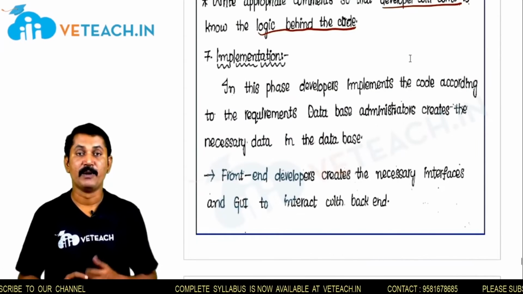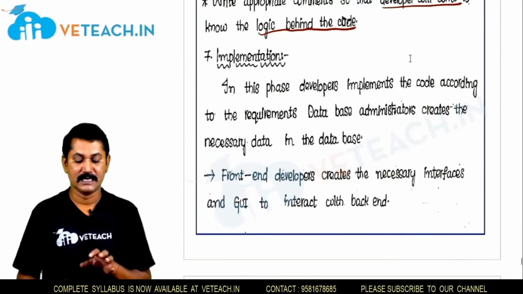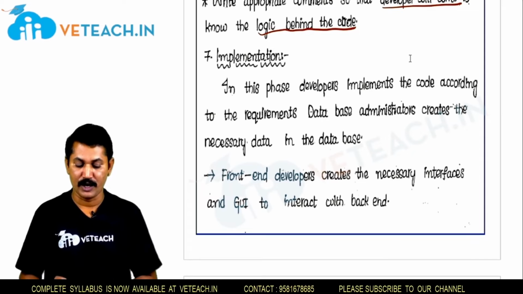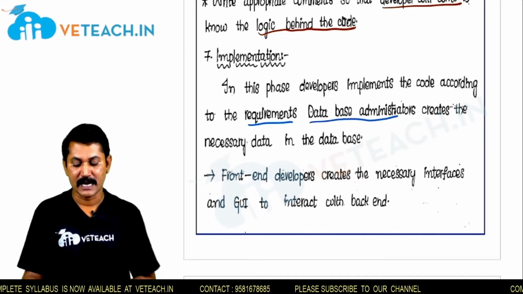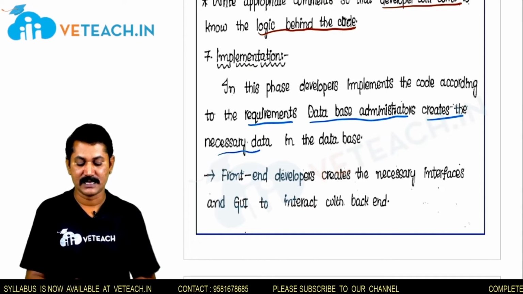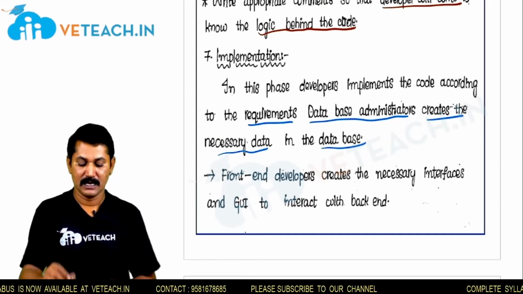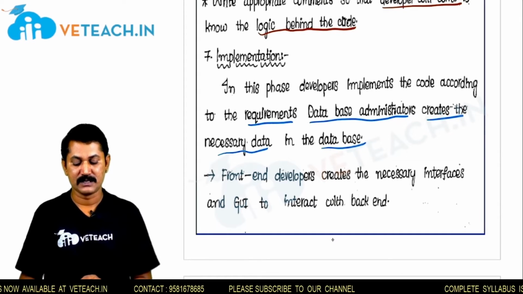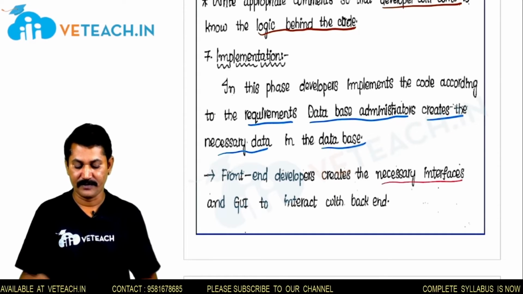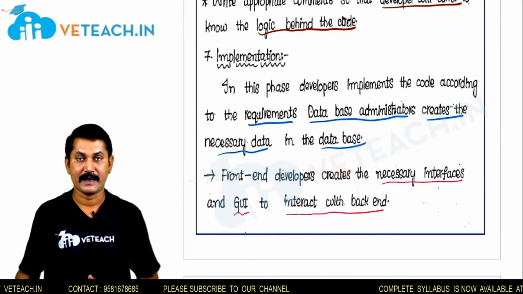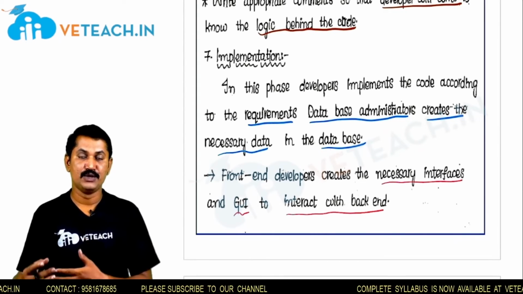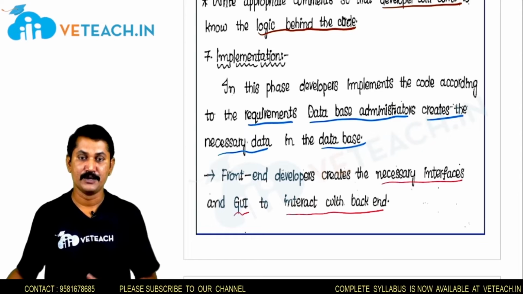Next one is implementation. In this phase, the developers implement the code according to the requirements, and database administrators create the necessary data in the database. Next, front-end developers create the necessary interface and GUI to interact with the backend. That means how the GUI can interact with the backend users.